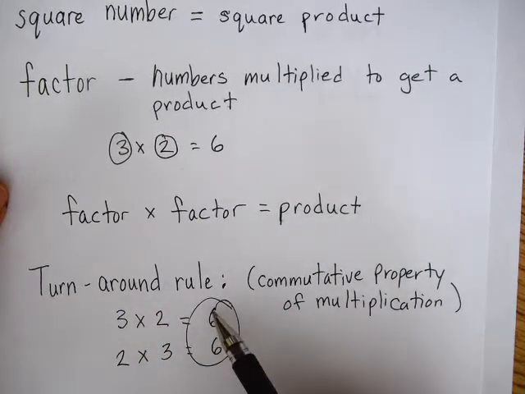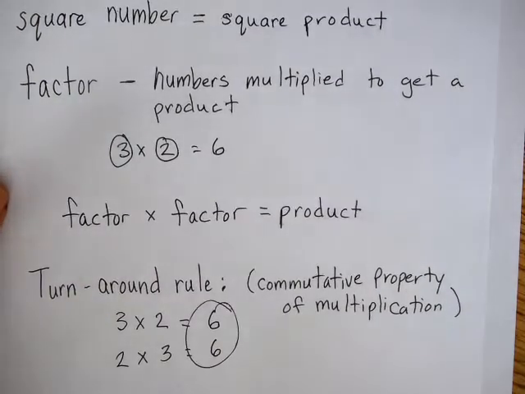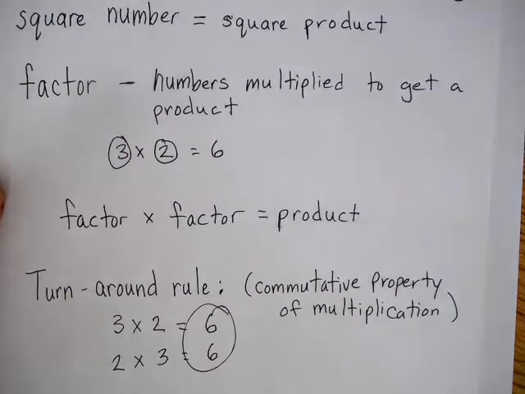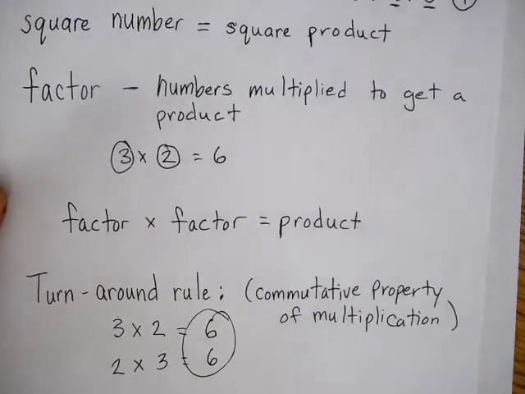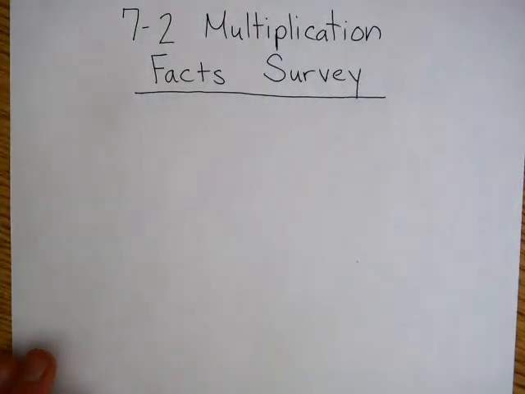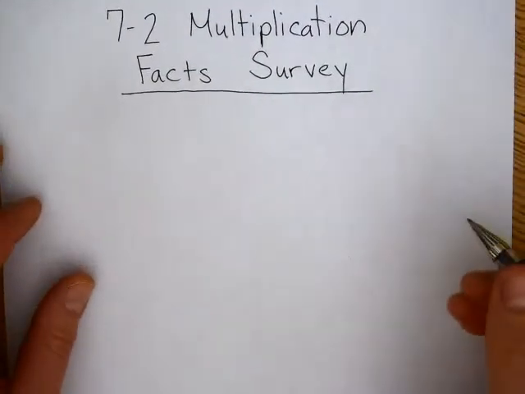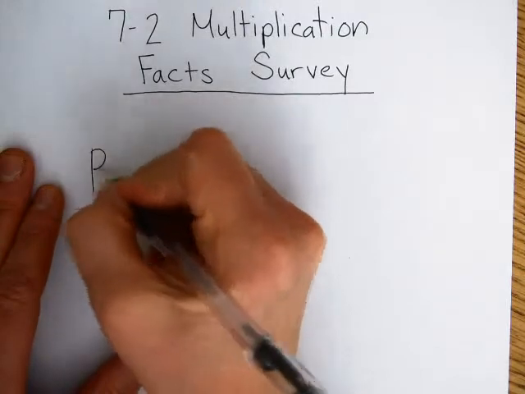Okay, so 3 times 2 equals 6. 2 times 3 is also 6. So we turn those factors right around and we get the same product. So if you could please review that a little bit, and then as far as the multiplication facts go, please practice multiplication facts with kids.